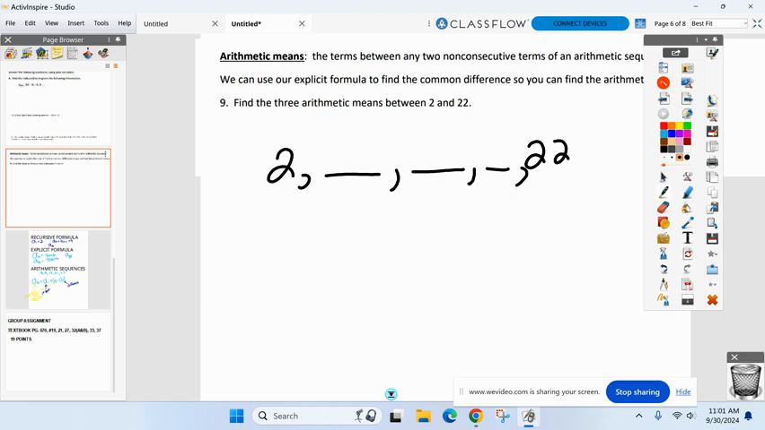So the sequence is arithmetic, which means what to us? Adding the same thing every time. So what are these three numbers in between, without guessing and checking? I don't want you to guess and check. Hey, it's arithmetic. What formula can I use? A sub n. Yep, come on, use it with me.